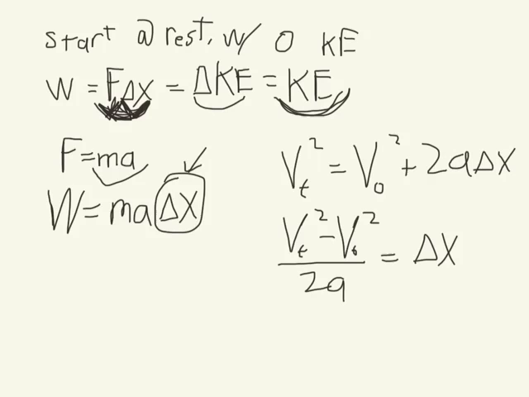So this step was actually two steps. I subtracted v initial squared from both sides, and then I divided both sides by 2a to isolate delta x. And now we can put this in place of delta x in this equation.